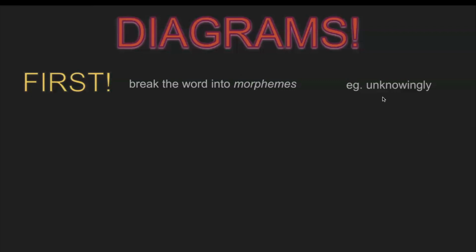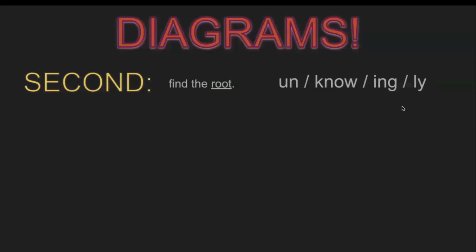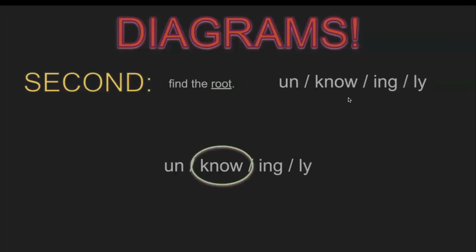Well, like we talked about earlier, un is a morpheme that denotes the opposite. Know, you can know something, to have knowledge, is a morpheme. Ing, we talked about, it can change a noun to a verb. And ly changes an adjective to an adverb. So we have four morphemes. Now, we have to find the root. Luckily, we only have one morpheme that is a standalone morpheme, know, so it is likely to be the root.